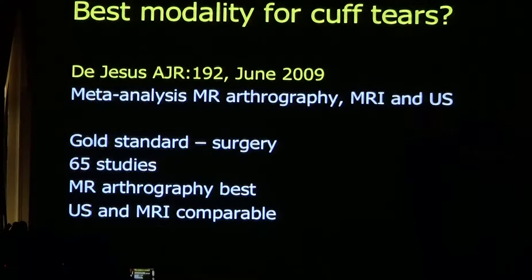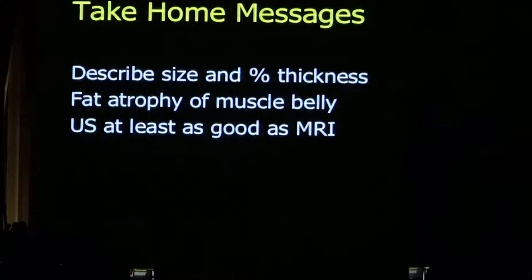But we know from meta-analysis of many studies that ultrasound and MRI are comparable. The reason that MR arthrography is thought to be better than ultrasound is that if we put contrast into the glenohumeral joint and it escapes into the subacromial bursa, we then definitely know there is a communication between those two areas. And we know that it's definitely going to be a tear. So MR arthrography is considered the gold standard. But I think in someone who's experienced, then ultrasound is a very good way for detecting rotator cuff tears.